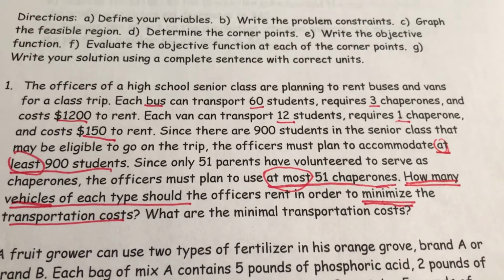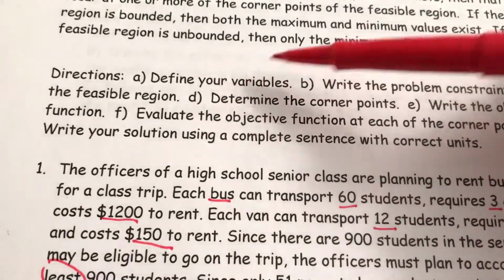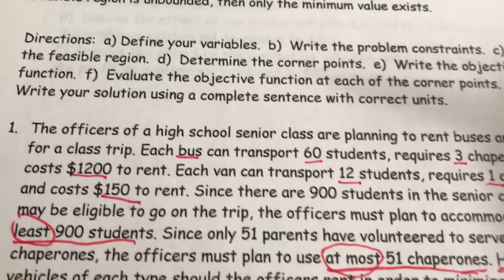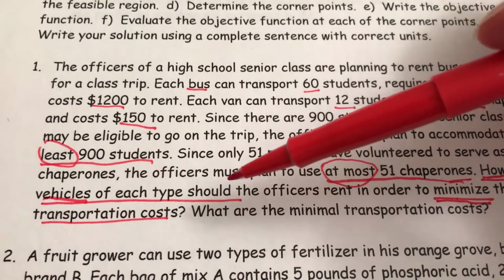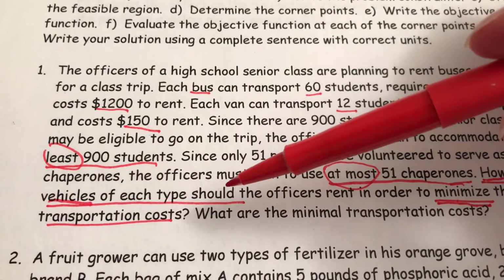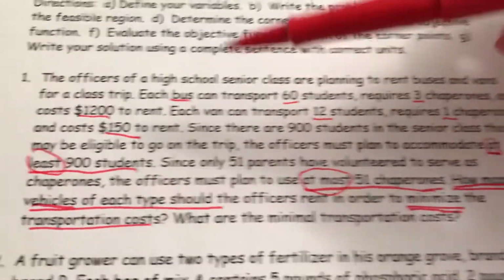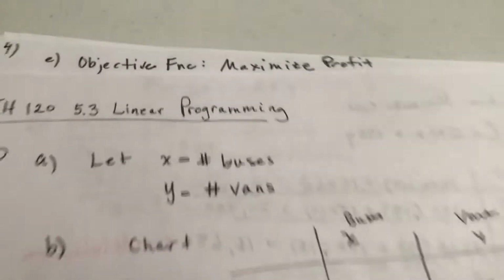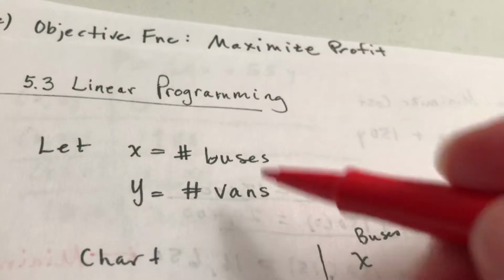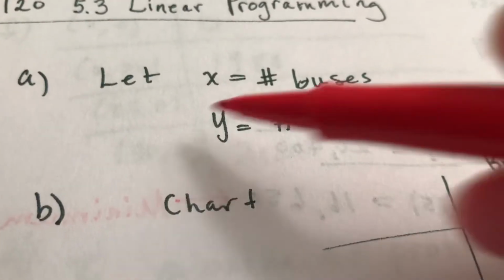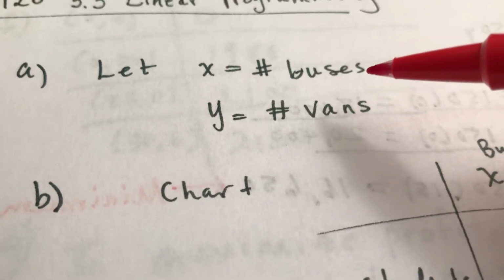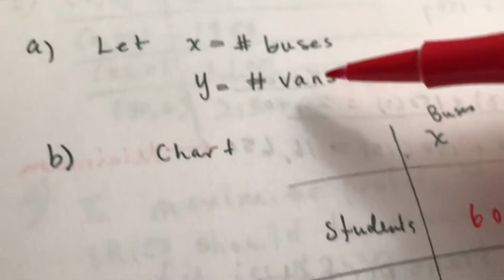So let's look at part A. Define your variables. Well, remember that comes from the question. How many of each type of vehicle should be used? Well, what are the types? There's a bus and a van. So if I come over here, I have looked at this problem already. I let x equal the number of buses and y equal the number of vans. All right, so that is part A, same as before, where we have to define what is the unit, and it's just the number of buses and the number of vans.